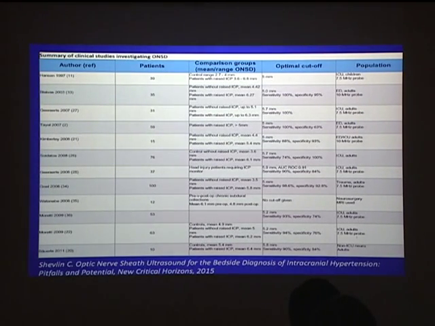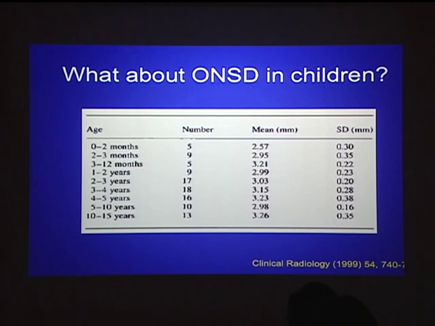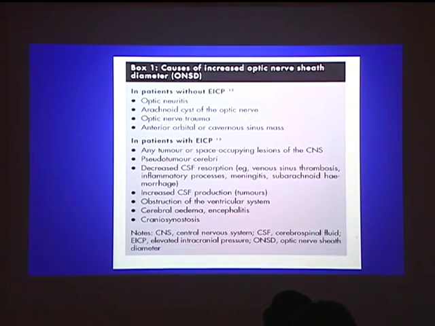This is just a review of the most important studies. So this is a meta-review of what is available, and you see here the optimal cutoff always ranging between 5, 5.8, 6 as a reference. In children, for sure, the cutoff is lower, but not so much lower, and you should consider cutoff values between 4 and 4.5 millimeters, depending on the age of the child.